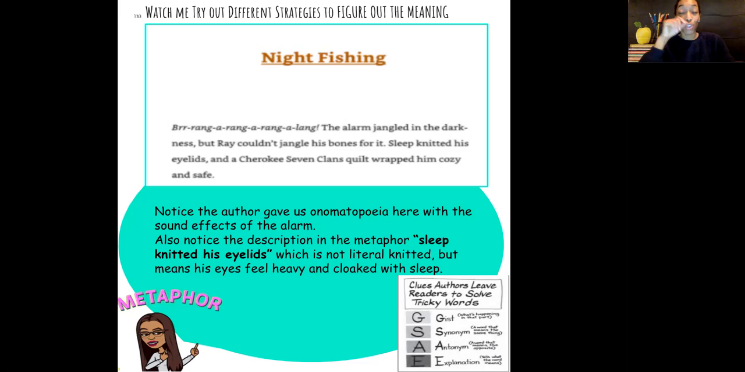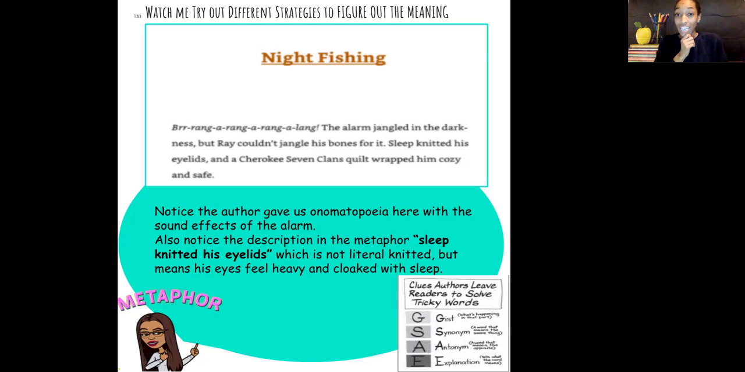Okay, so I'm definitely going to use the gist of what's happening in Night Fishing. We just started it, but I can see there's an alarm going off. So that bring-a-ling-a-ling must be the sound effect of the alarm. That's onomatopoeia. The author provided us with that figurative language so that we as a reader could hear that sound and really imagine what that alarm sounds like. So there's what I'm noticing the author gave us for figurative language.